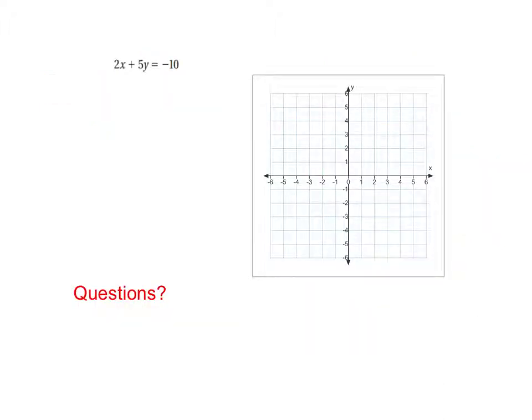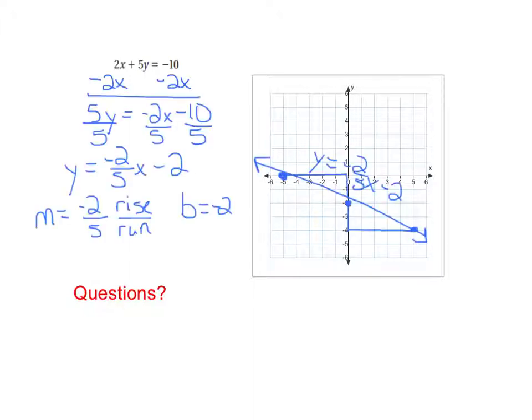Do this one all on your own. Pause the video, put it in slope-intercept form, graph it, then turn your video back on and check it. All right, make any corrections you need to. Notice how I put the negative with my rise, so I went down 2 and over 5.